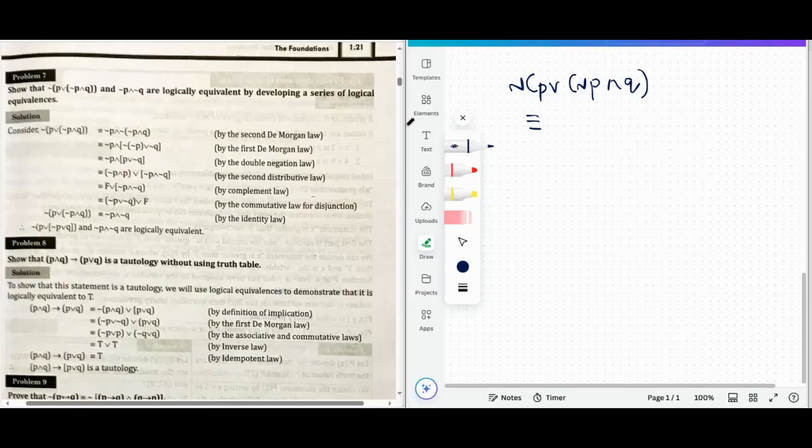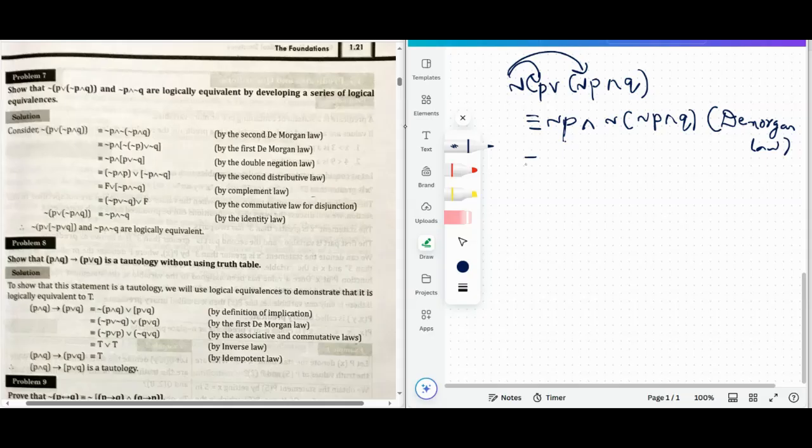Negation of this, we will be shifting inside. So negation P and negation of negation P and Q. Which law are we using? We are using De Morgan's law.